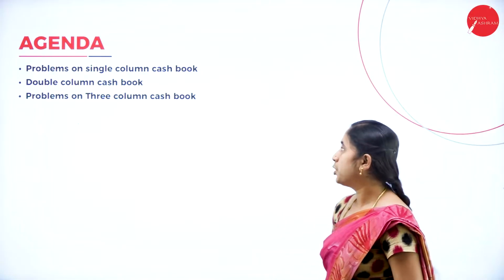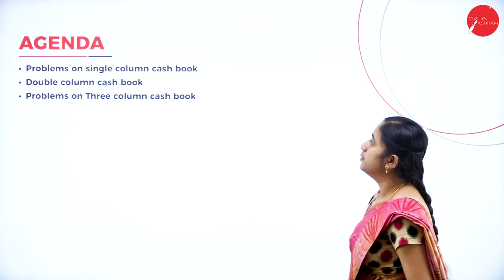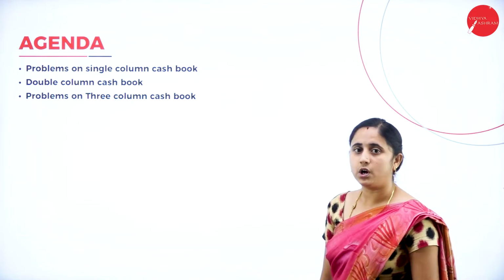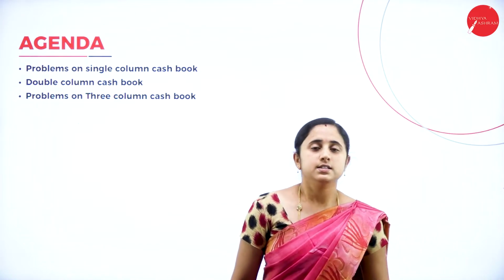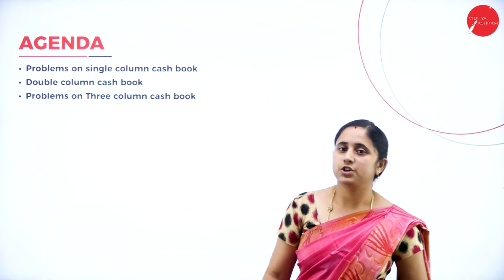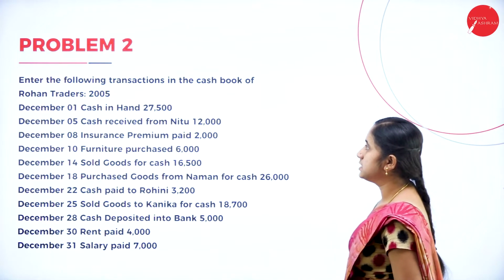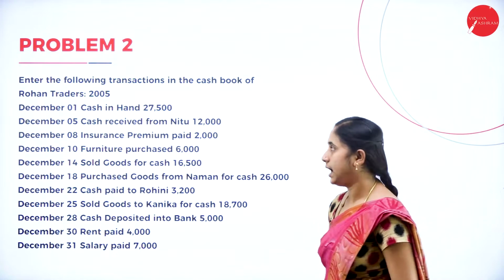Let us continue with the problems on single column cash book and double column cash book and problems on 3-column cash book. According to your syllabus, you have only single column cash book and 3-column cash book. So just give an introduction about double column cash book. So let's start with the second problem on single column cash book.